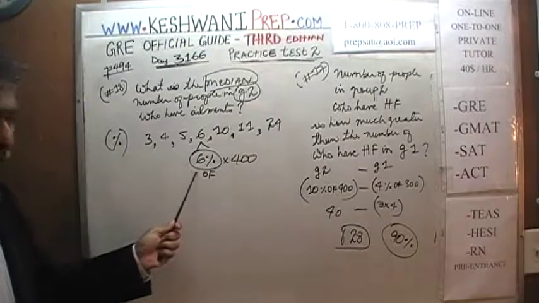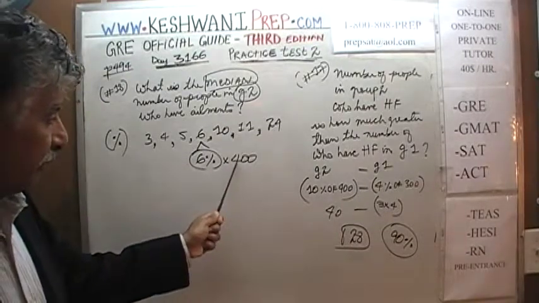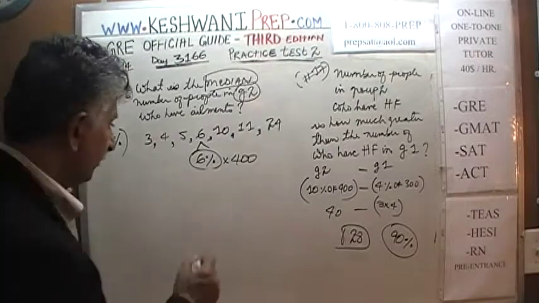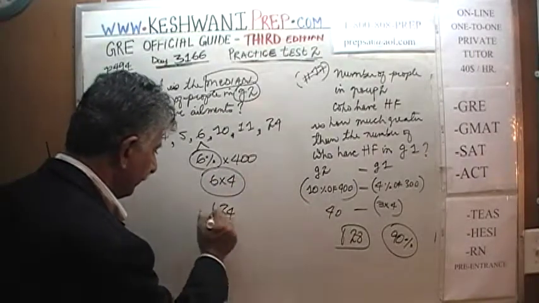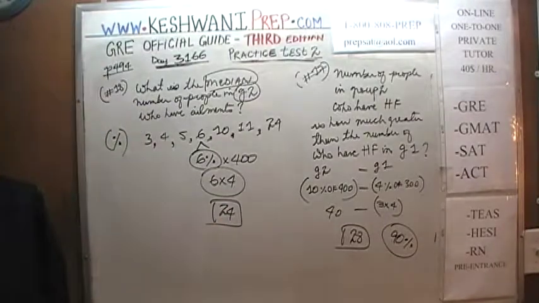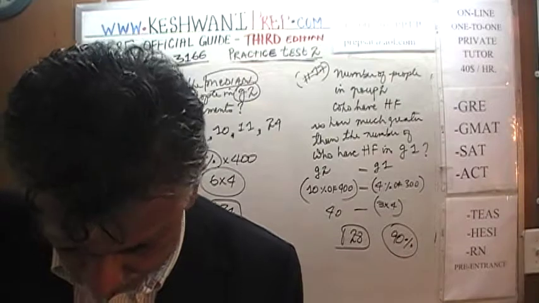What is 1% of 400? 1% of 400 is 4. If 1% of 400 is 4, 6% is going to be 6 times 4. The answer is 24. And as I told you before, I don't quite know what they mean by that.